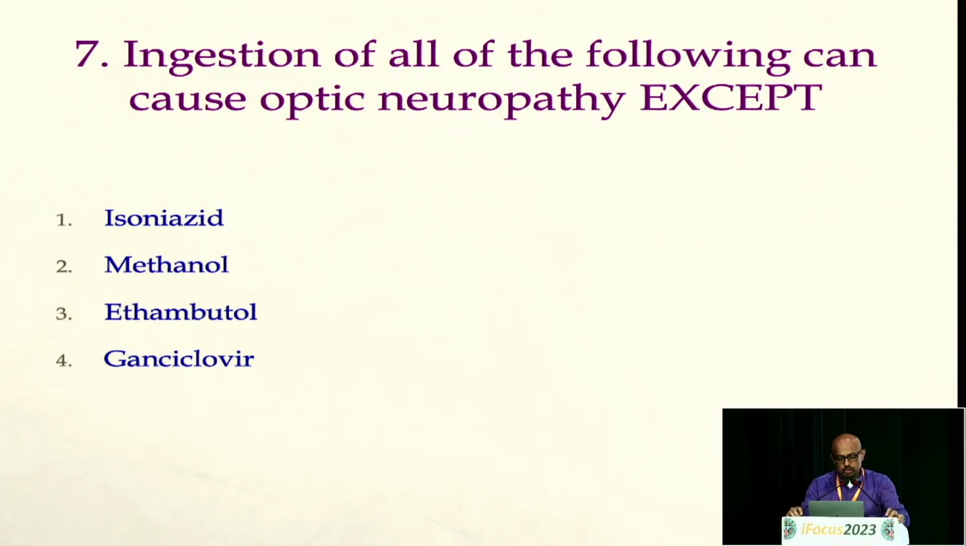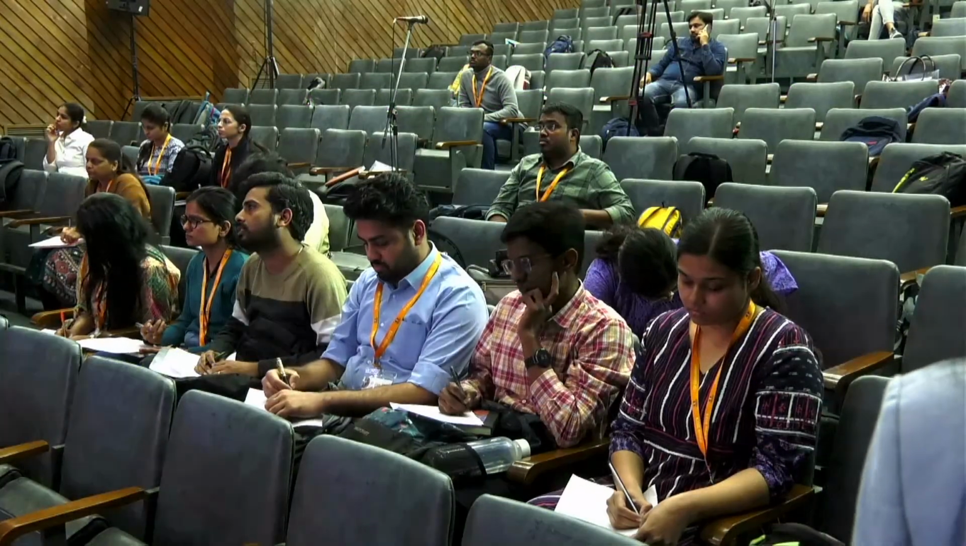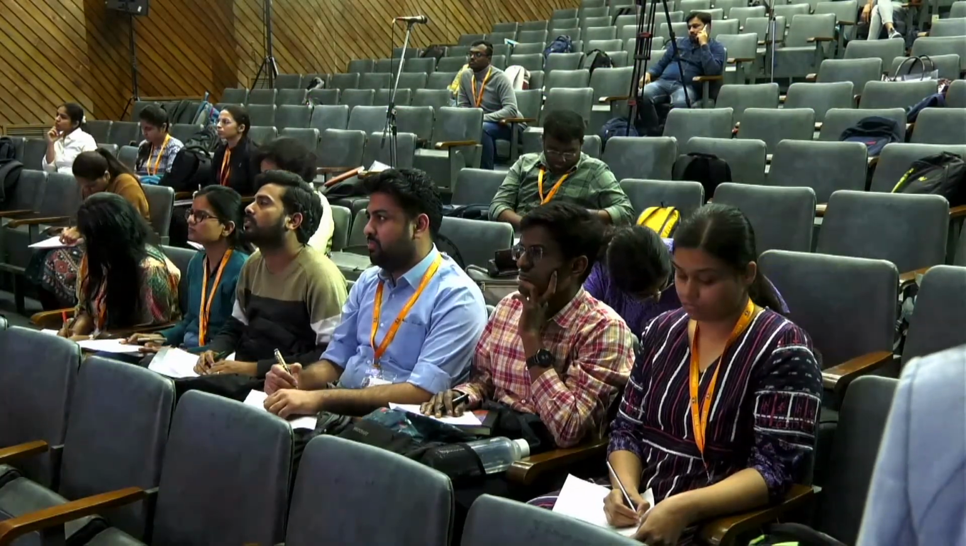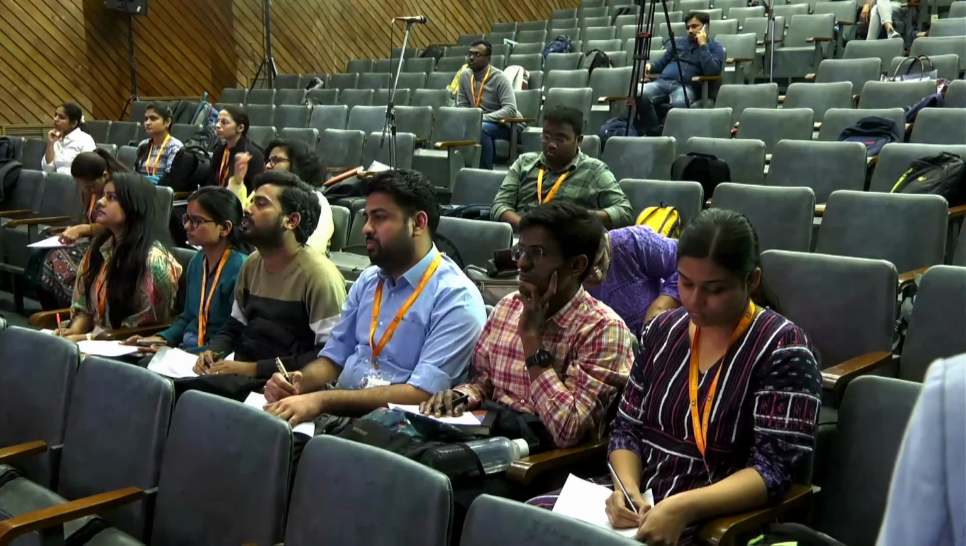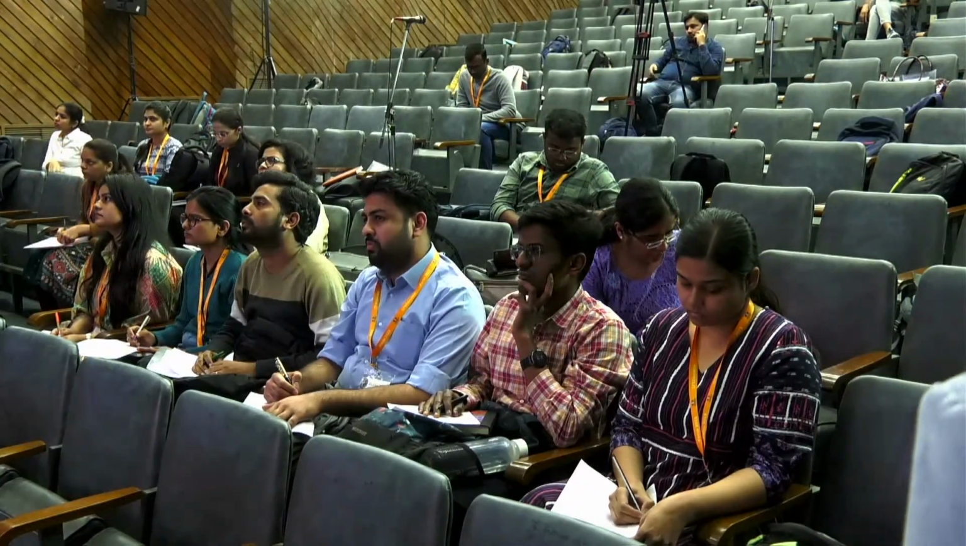7, one more neuro-ophthalmology question. Which of these would not produce optic neuropathy? Ingestion of all of these will produce optic neuropathy except one. Isoniazid, methanol, ethambutol, ganciclovir. A relatively simpler one. Which one of these will not produce optic neuropathy? Isoniazid, methanol, ethambutol, ganciclovir.